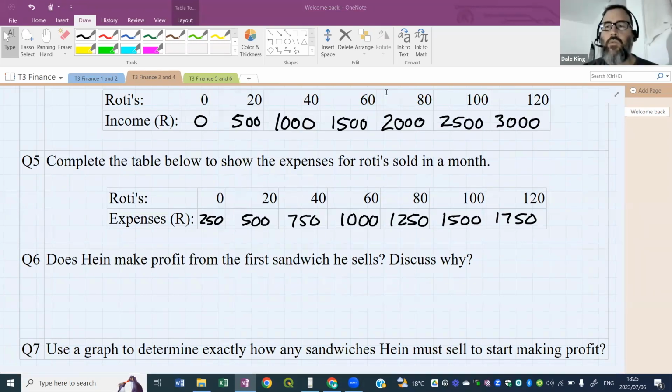All right, Baba Makia is going to help you with the black screen problem. Who can tell me? Does he make profit from the first roti? Ah, I've got sandwich there. It should be roti.